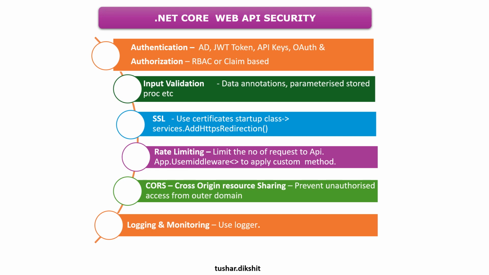CORS, cross-origin resource sharing. CORS is pretty simple: it prevents XSS attacks, or prevents requests coming from unknown domains. You can again use middleware methods to configure your service for your particular domain, add a policy, add a domain to that, and refer to that in your services. So that is the fifth method.